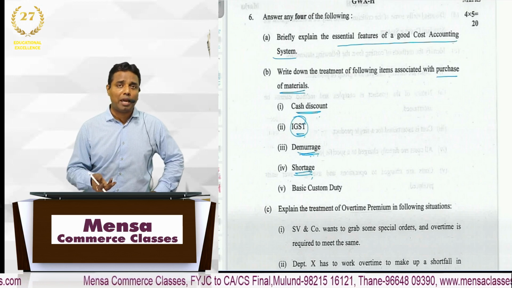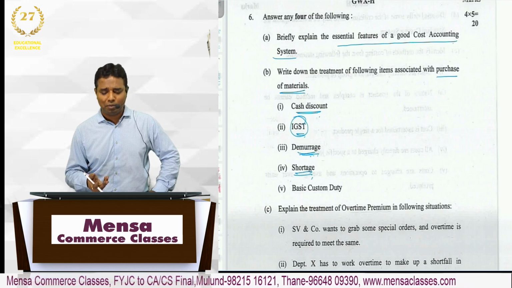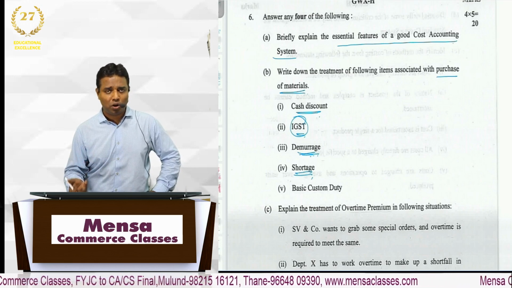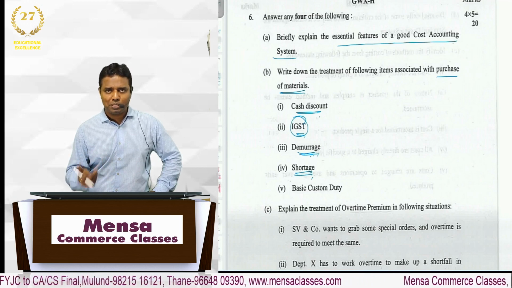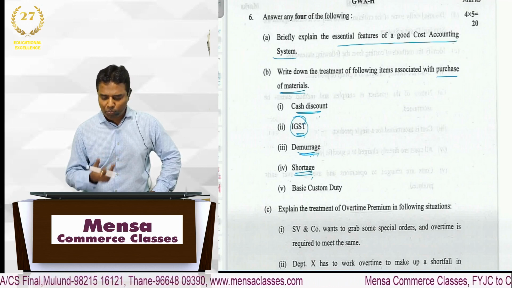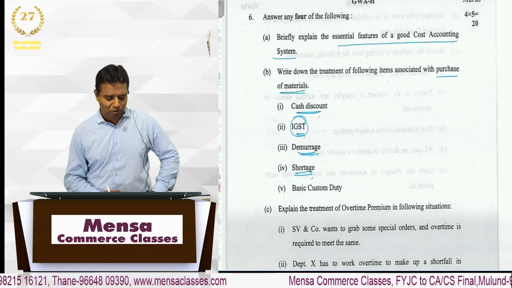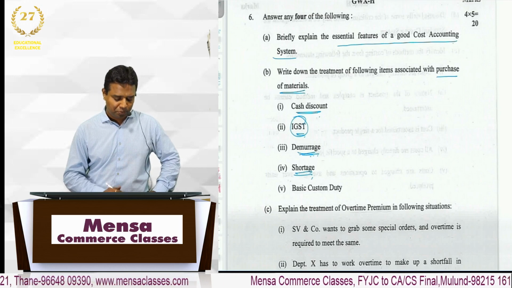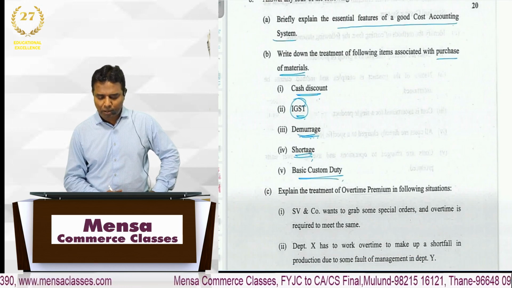But if it is due to abnormal reasons, whatever may be the abnormal reason, like shortage due to theft, misplacement, pilferage, or mishandling, then this will not form a part of material cost. So there is a classification. Then the next one is basic custom duty.